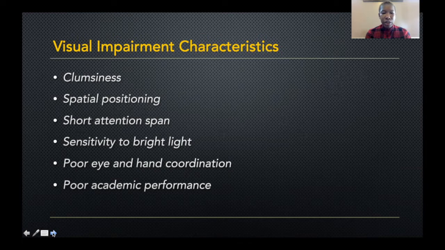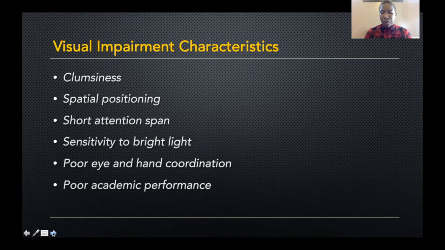Short attention span. A student who has a short attention span and is visually impaired, I think you can see the connection with that, especially as teachers when you're presenting information in a visual manner and that student has a deficit in that area. Why should I even be paying attention? It doesn't appeal to me because I can't see it. So naturally, you can understand why such a student might have a short attention span. They might be sensitive to bright light. They might have poor eye and hand coordination, meaning when they write, it might be illegible.